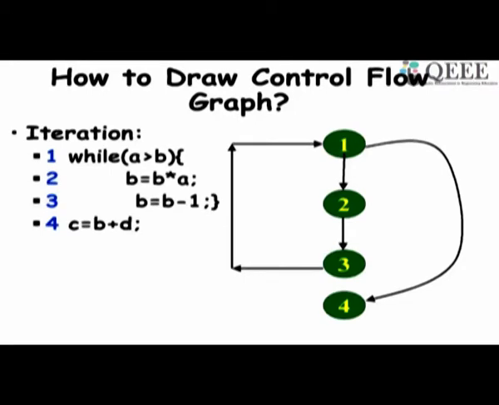So if it is true, it again executes these 3 statements until it becomes false. So that's what we represented here, 1, 2, 3 and back to 1, and only when it becomes false does it come out to 4, and there is no edge between 3 and 4. So 1, 2, 3, 3 to 1, and finally as it becomes false it comes out to 4. So that's the representation of an iteration.